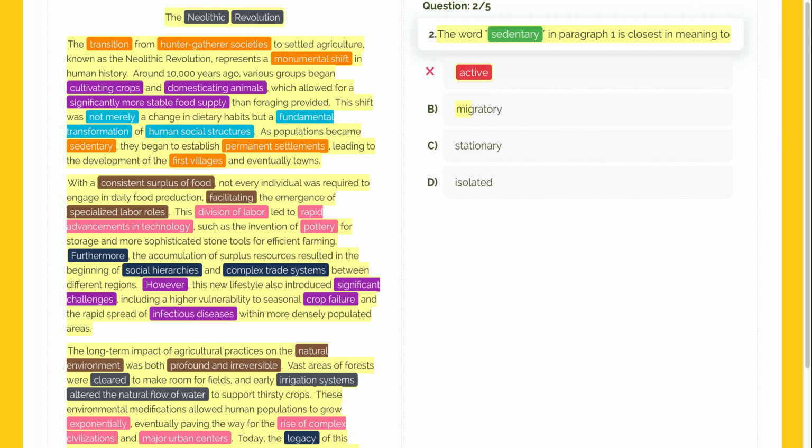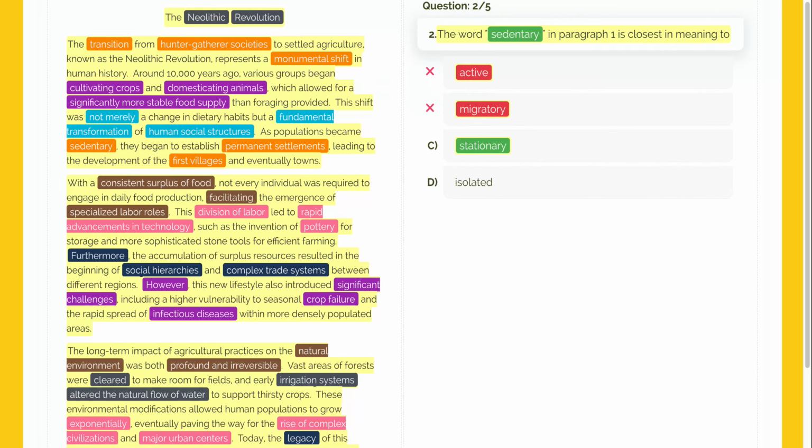Let's move on to option B, migratory. The word migratory means moving from one place to another frequently. This is the exact opposite of what the passage describes. The text says humans moved away from being hunter-gatherers, who were migratory, to establish permanent settlements. So, sedentary cannot mean migratory. This option is incorrect. Next, we'll examine option C, stationary.